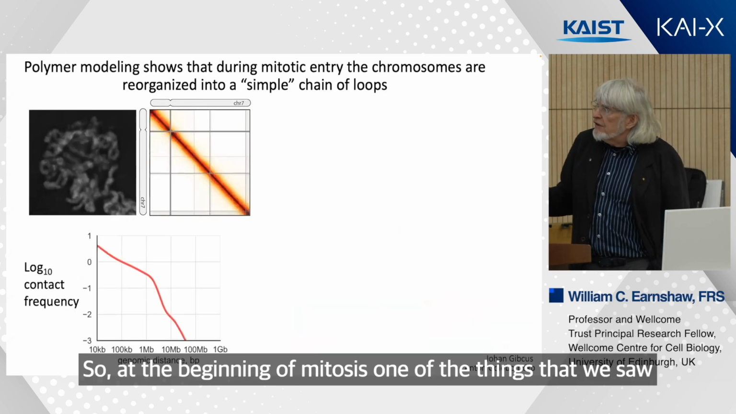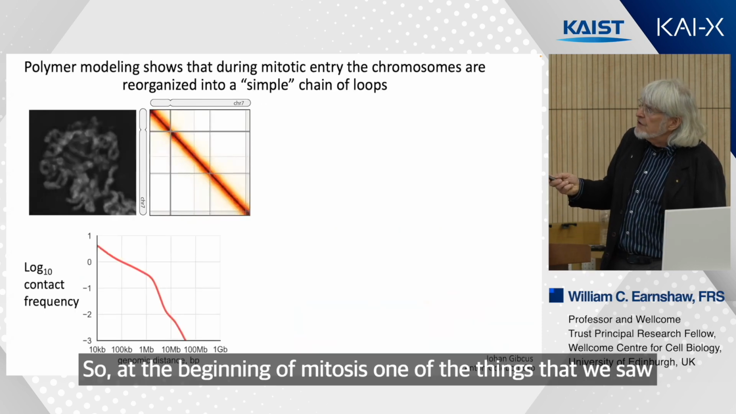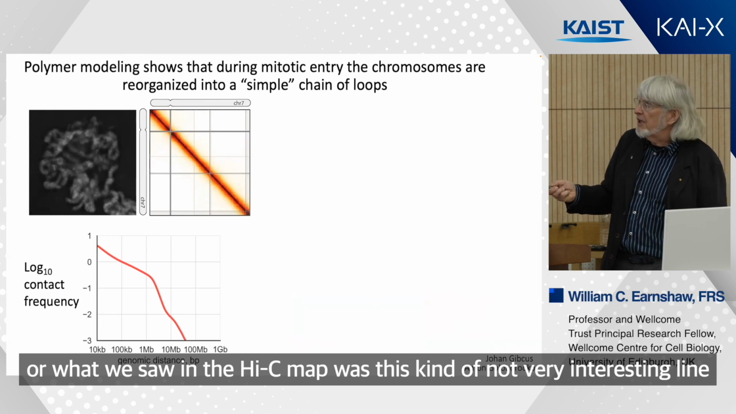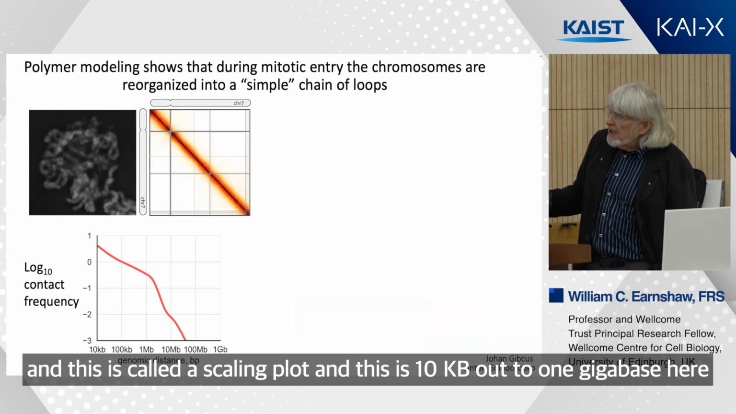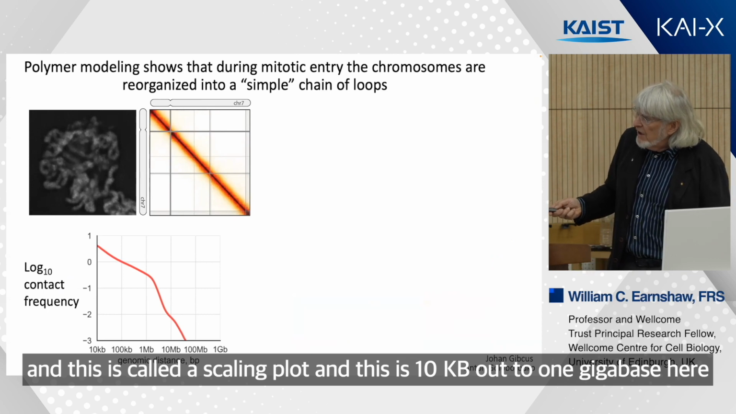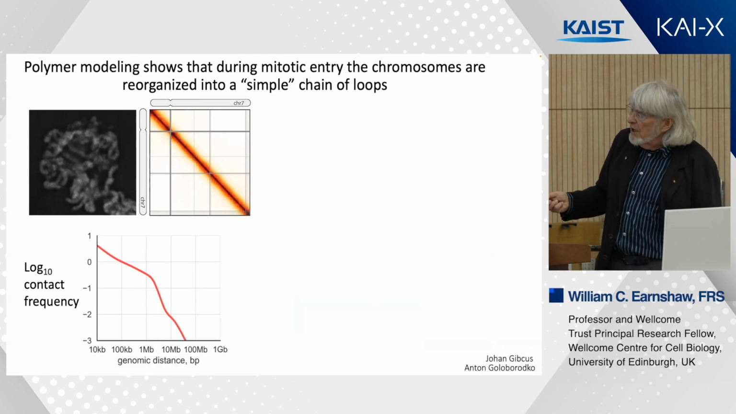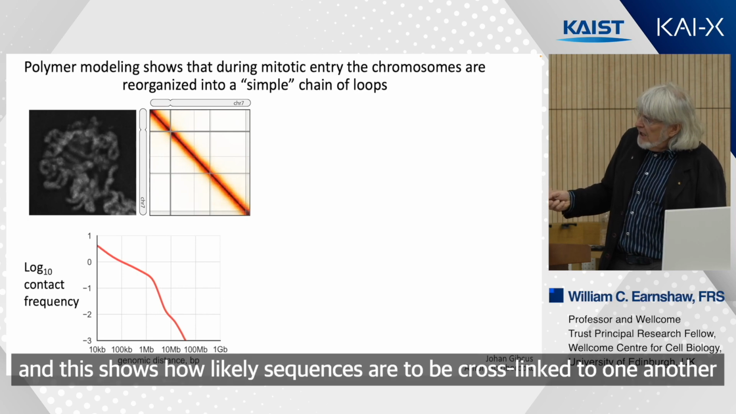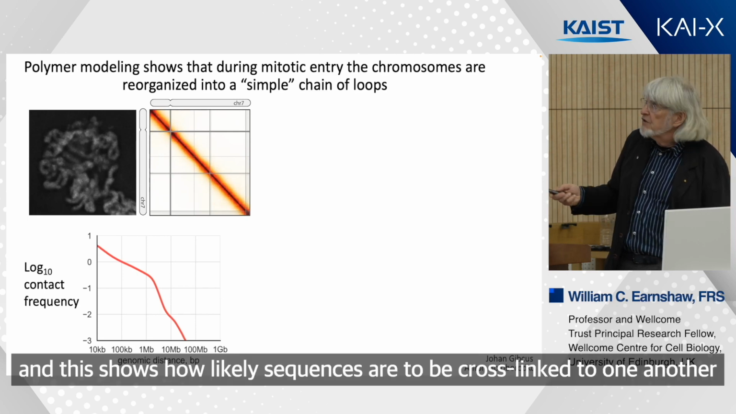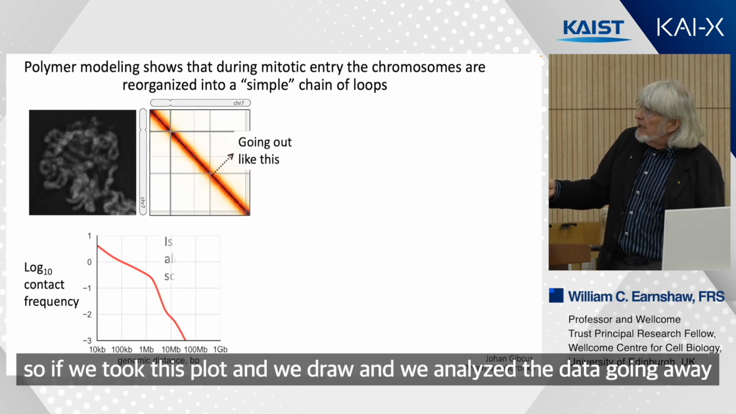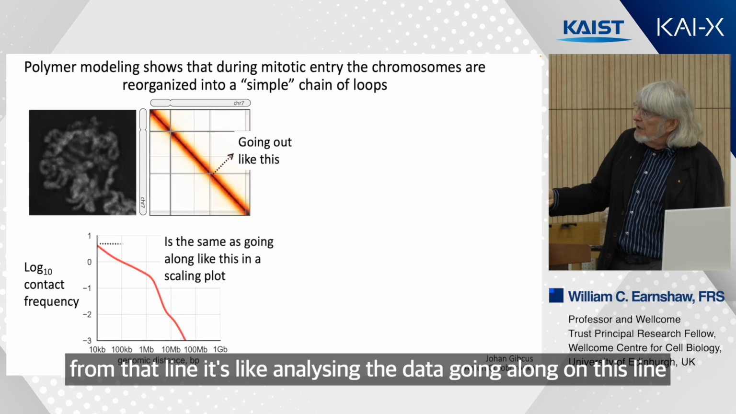So at the beginning of mitosis, what we saw in the Hi-C map was this kind of not very interesting line. And this is called a scaling plot. And this is 10 kb out to 1 gigabase here. So it's a plot across the size range in the chromosome, and this shows how likely sequences are to be cross-linked to one another. And so if we took this plot and we analyzed the data going away from that line, it's like analyzing the data going along on this line.